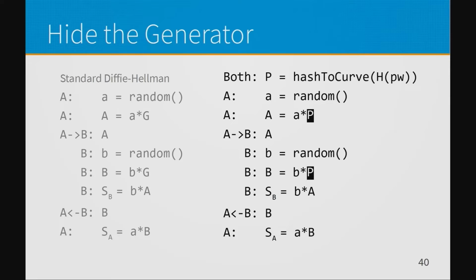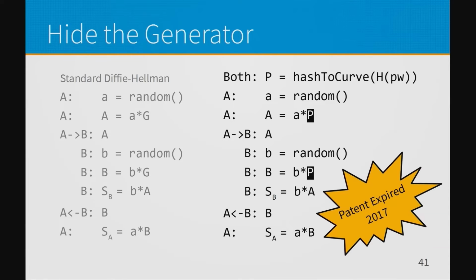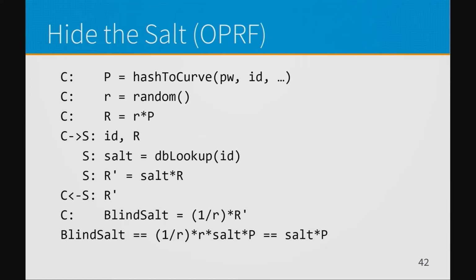Another method is hiding the generator. So you do the same thing with the hash to curve thing, but instead of using the standard generator, you use the password point as the generator. So the patent expired in 2017, so we can now actually use this, which is good, because this is the easiest method, because it's just Diffie-Hellman, and you don't need to rely on password addition and subtraction. So this is more recent.